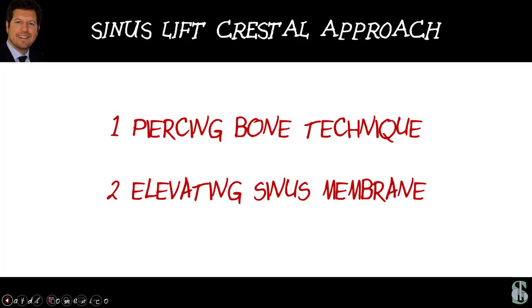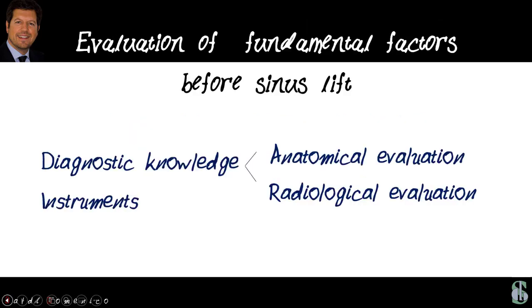As a matter of fact, when we have a crestal approach, we must know that we do at the same moment two very difficult and different surgeries in a blind way. In fact, we have to pierce the bone and then we have to elevate the sinus membrane. Therefore, if we want to reduce the risk of failure and prevent complications, we have to know some fundamental factors. These factors are diagnostic knowledge, meaning anatomical evaluation and radiological evaluation, and instruments. Now we would like to analyze all of them.